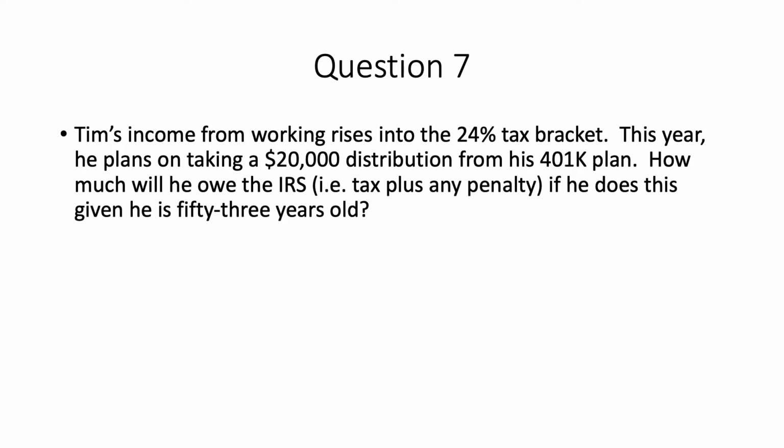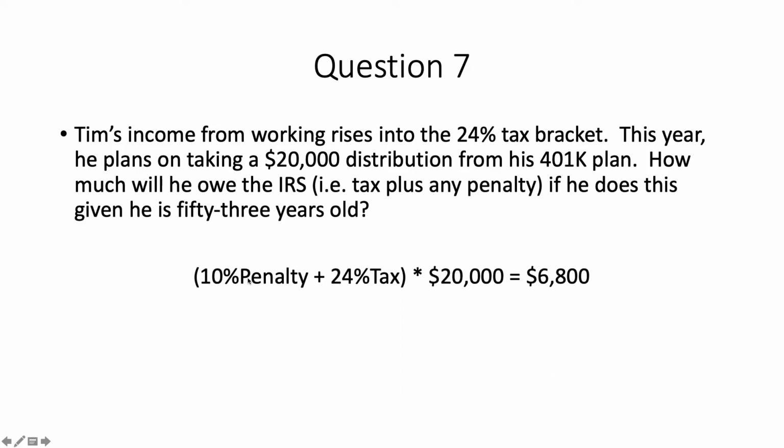Tim's income from working rises into the 24% bracket. This year he plans on taking a $20,000 distribution from his 401k plan. But notice that Tim is only 53 years old. He's not 59 and a half or older. So that's going to get him a little bit of a penalty here. I took the 10% penalty, because if you're under 59 and a half, that's the penalty percentage. Then I took his tax rate, since his income's already in that bracket. So if he earns extra income, it's going to be in that bracket. I multiply it by 20,000 and you get $6,800.